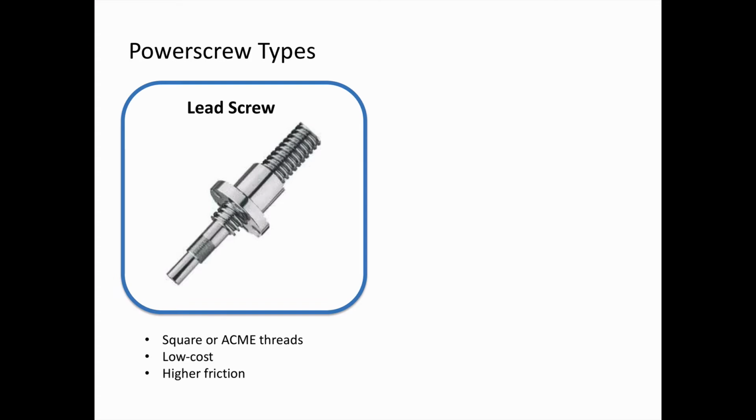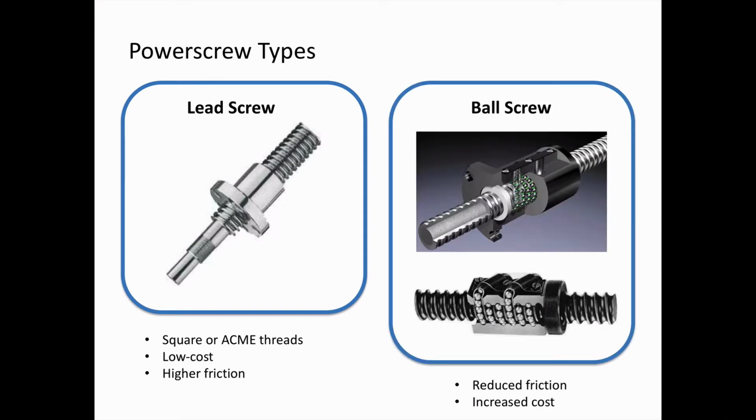There are a few important types of power screws. The first is a lead screw. This has either square or Acme threads, which we'll look at in just a moment. These are low cost. They're fairly easy to manufacture, but they can have somewhat high friction, so they are less efficient than other options. An alternative is a recirculating ball screw.